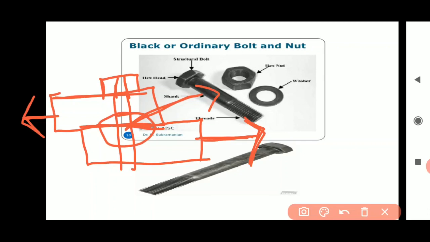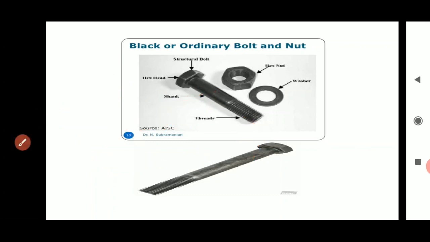After that, the bolt edge will be in contact with the edge of the hole of the plate. So in that case, the edge of the hole will exert a pressure on the edge of the bolt, for which there will be bearing strength at the edge of the bolt.